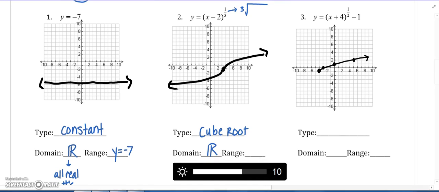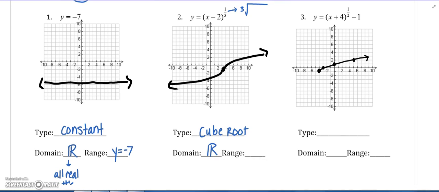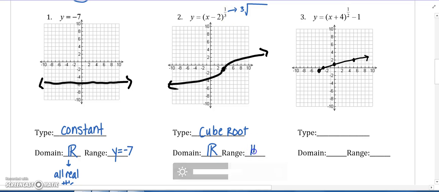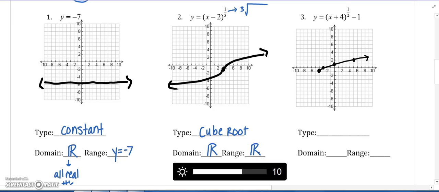For my range, I'll ask the same kind of question, and one little hint is to see how our graph is continuing to go up and down in both directions. That means eventually, it may take a while, but eventually it's going to hit every single y value. And if we think about this, when we take the cube root of a number, we could get a positive or negative answer, so that's going to tell us that our range is all real numbers as well.